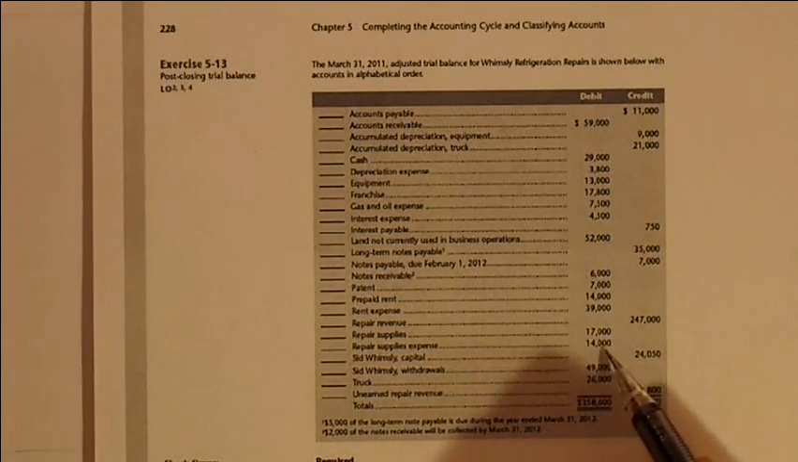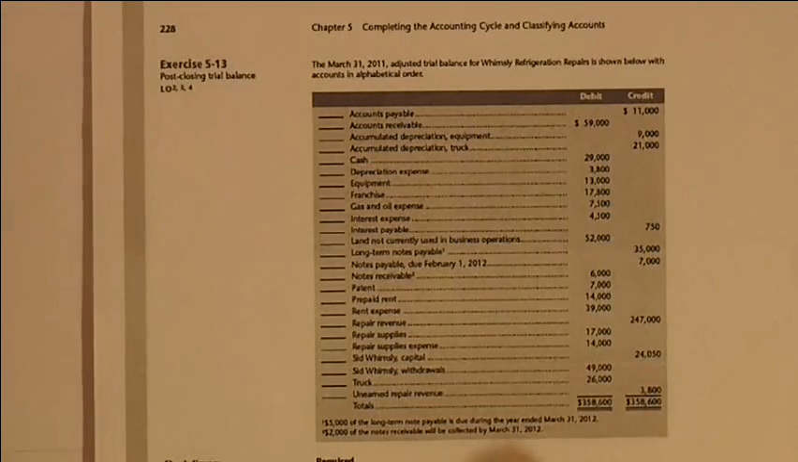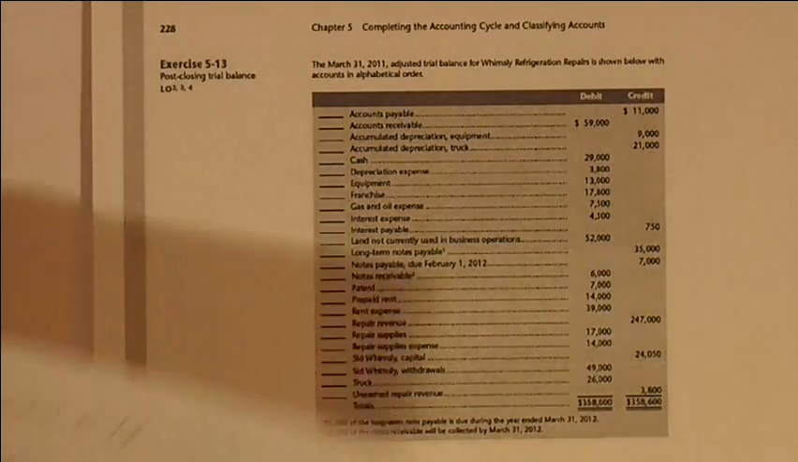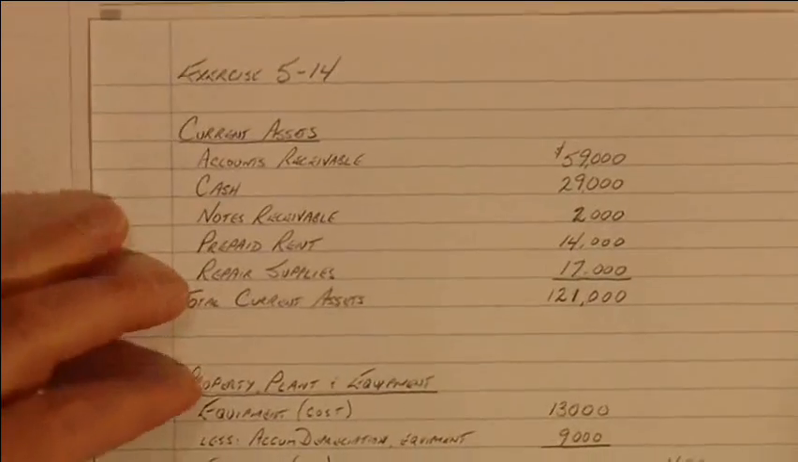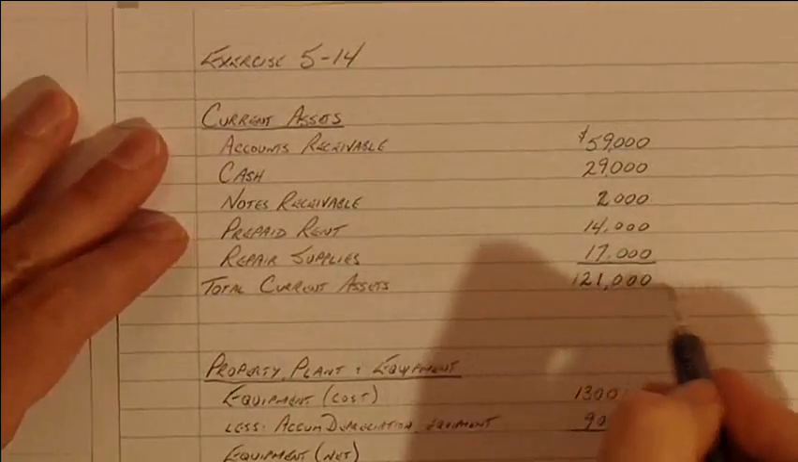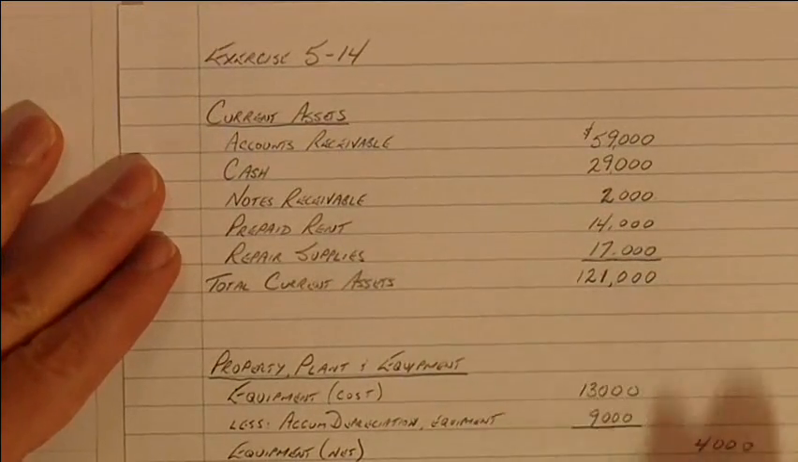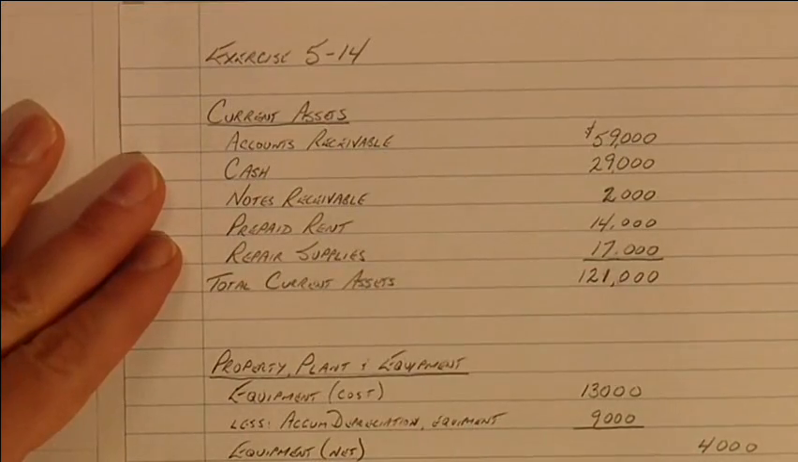Repair supplies expense is the total value of repair supplies that we have already used this year. So we've used $14,000 worth of supplies. There are still $17,000 worth of supplies sitting on a shelf that still exist as supplies owned by the company that we haven't used up yet. So looking back at the list, then we have current assets. The total is $121,000. So that's the current assets section.